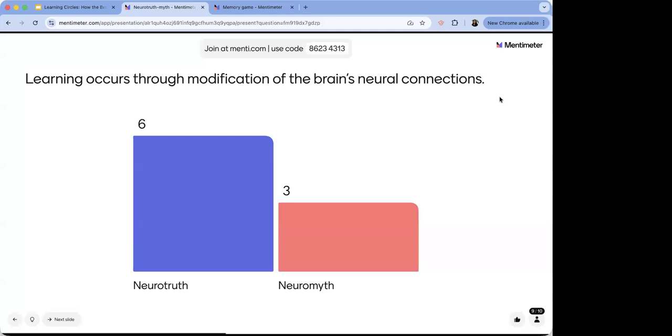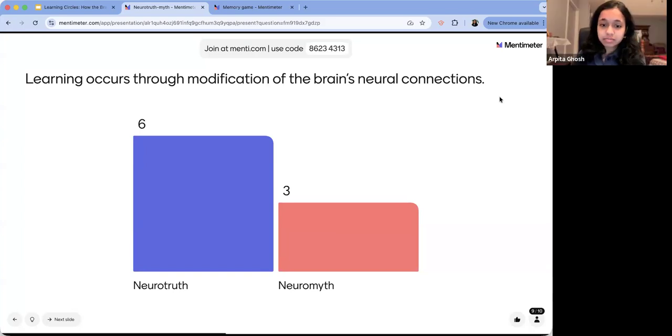So I think it's neuro truth because every time we learn something new, the brain builds better connections between our brain's neurons. Yeah, that's a great start, I think. And that's something that I was going to point to as well.